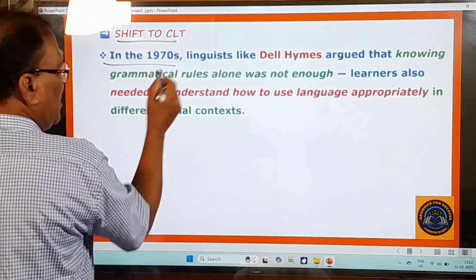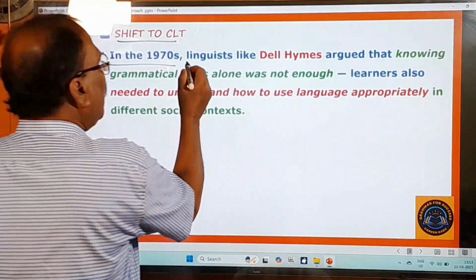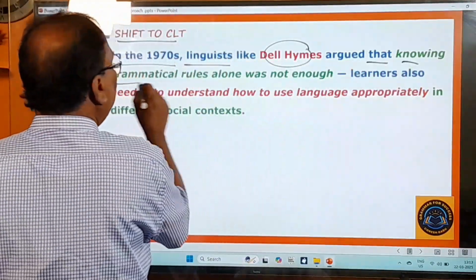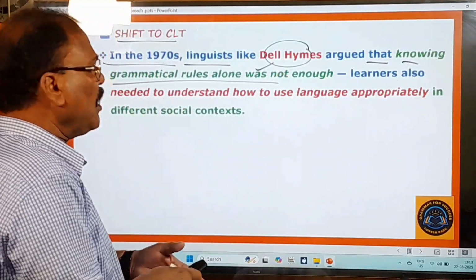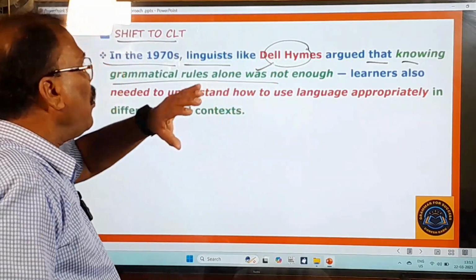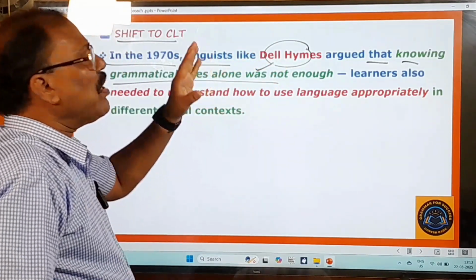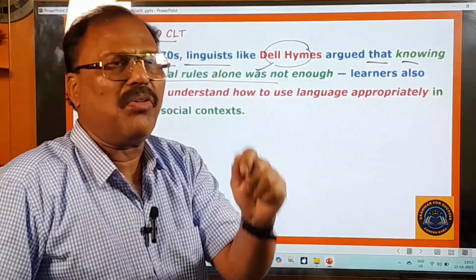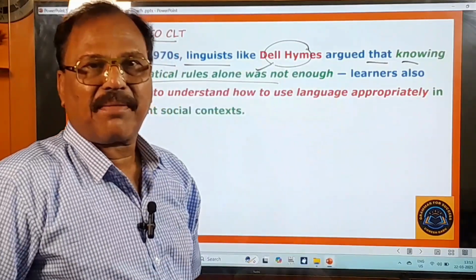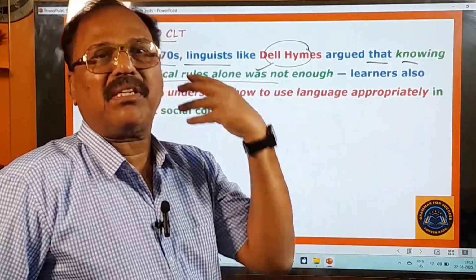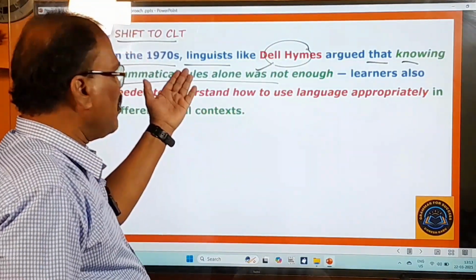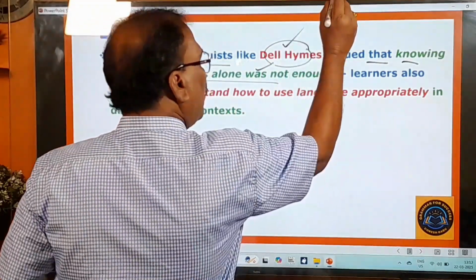In the 1970s, what happened? Linguists like Dell Hymes argued that knowing grammatical rules alone was not enough. That means if you know only the grammar rules, that's not enough for speaking the target language effectively and fluently. That is what Hymes argued.